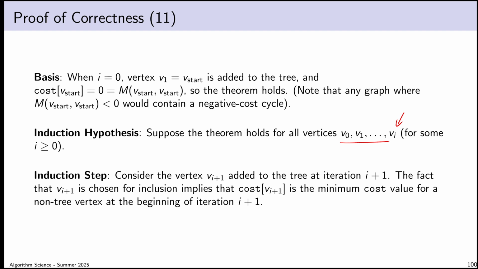Now my induction step is, consider the vertex V of I plus 1 that I add to the tree at iteration I plus 1. Right off the bat, because I chose Vi plus 1, and we know what the algorithm does, that implies that the cost of Vi plus 1 is the minimum cost value for a non-tree vertex at that step. Now it is possible that there are other vertices with the same cost, but there are no vertices with a lower cost. We're going to need that in a minute. That falls right out of the algorithm, but I just wanted to put it in writing here.